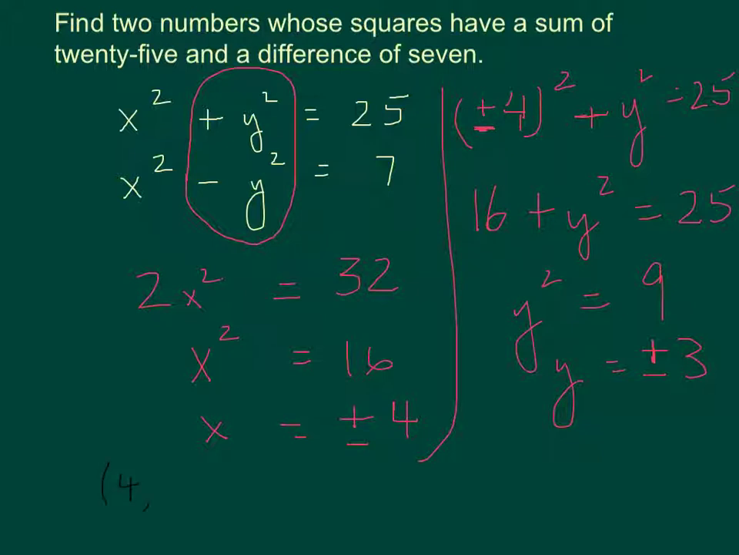(4, 3), (4, -3), (-4, 3), and (-4, -3). So I'm just going to put a comma in between each of these ordered pairs, and this is our solution set. So we actually have 4 ordered pairs for the x and the y here. 4 solutions. Find two numbers whose squares have a sum of 25 and a difference of 7.